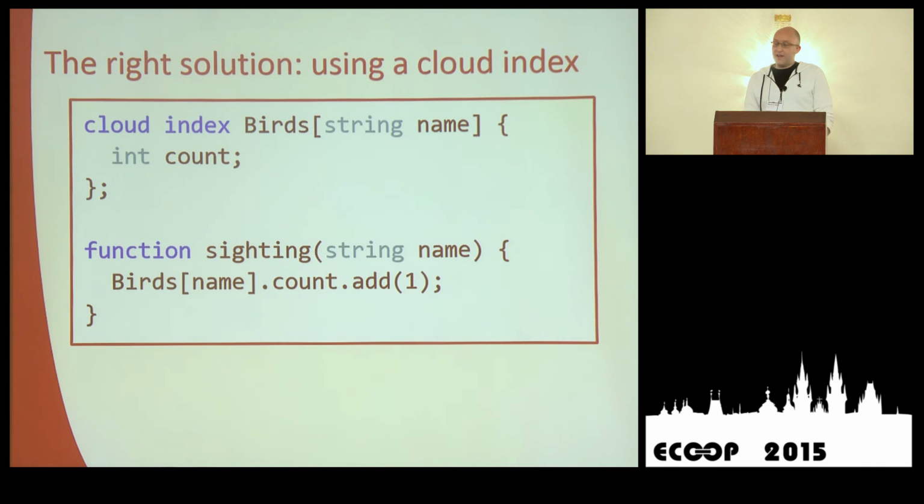And here you say an index has a key, in this case names, and it has counts. And they implicitly exist for all the possible names already. So a sighting would just be indexed by the name and add one to the count. And it would just work, which is great.